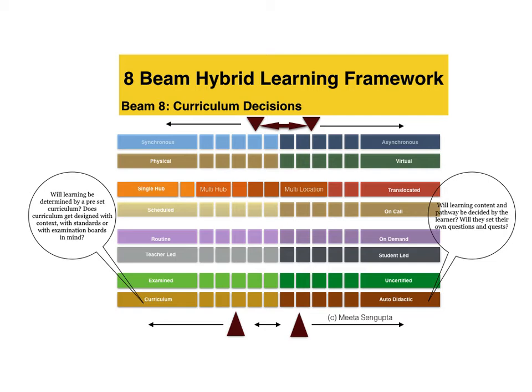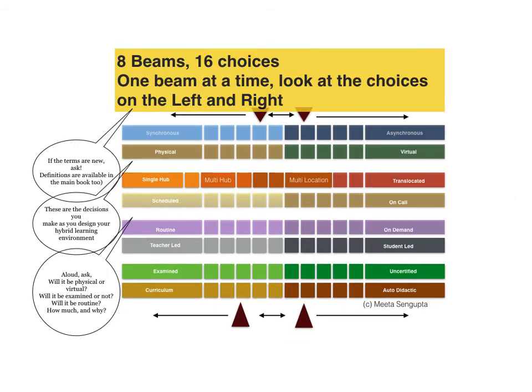Our eight beams together form our framework. You'll also notice that above and below are little triangles, and those are our markers asking us the question, where will we be along this beam? Will we tend to the conservative side? Will we tend to the adventurous side? Will it be a bit of this and a bit of that? Hybrid obviously is a mongrel. It is a bit of this and a bit of that. So here we have 8 beams and we make 16 choices.